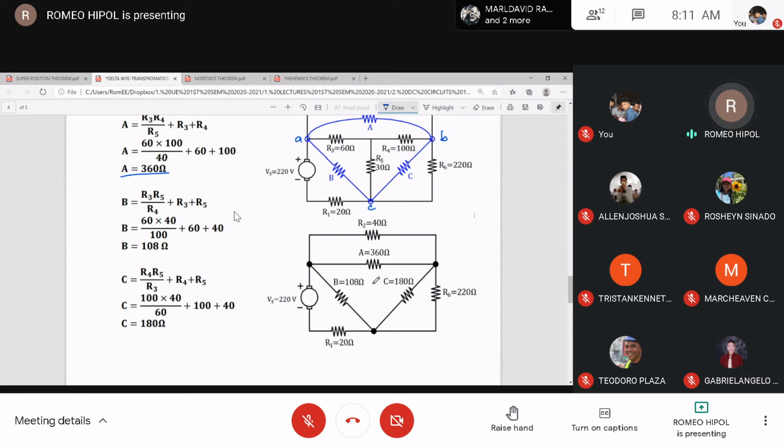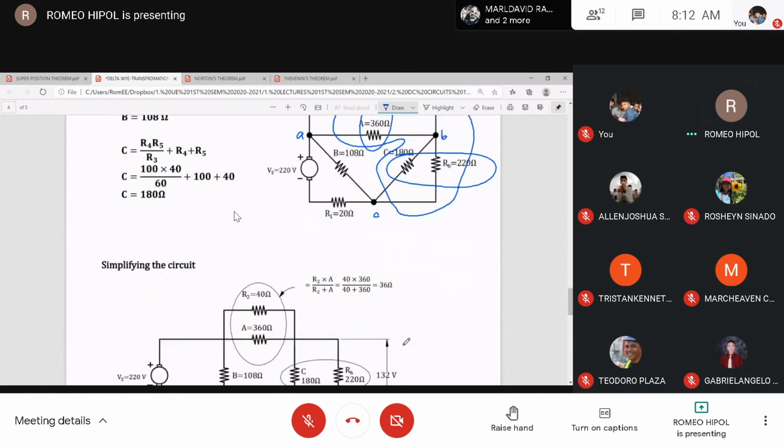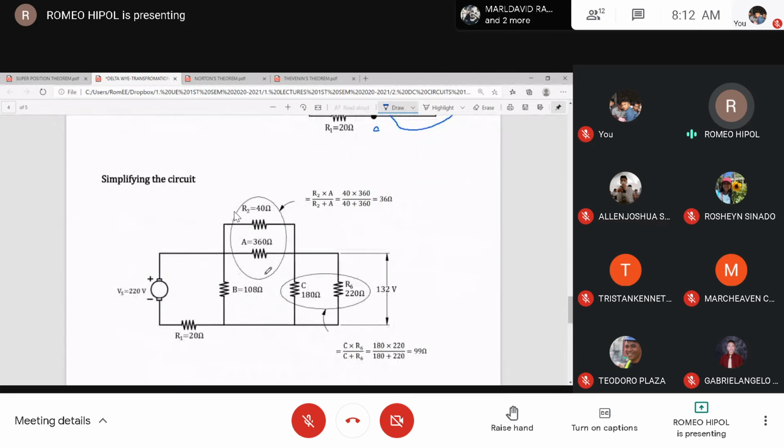So, meron na tayong mga values. So, pwede tayong mag-set ng terminal A and C. So, initially, yung R2 and resistance A are connected in parallel. R6 and C are connected in parallel. And then, the combination of the two is connected in series. So, yun yung circuit reduction natin. Okay. Simplifying the circuit.